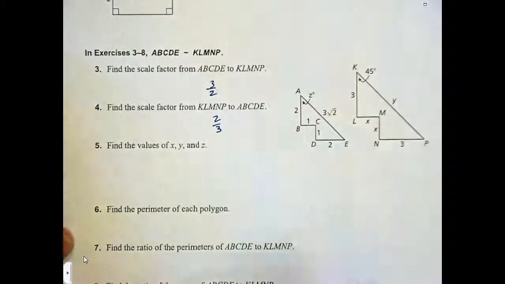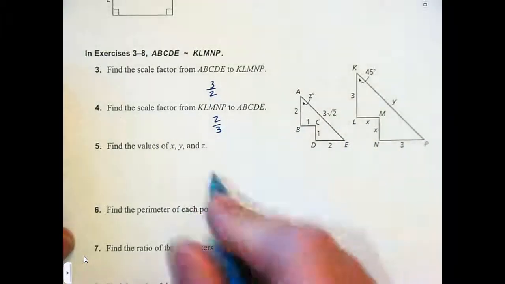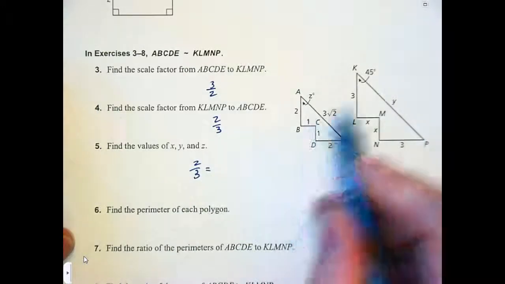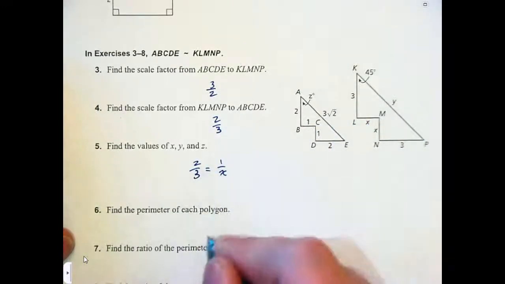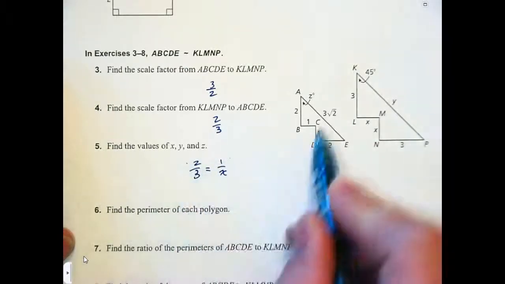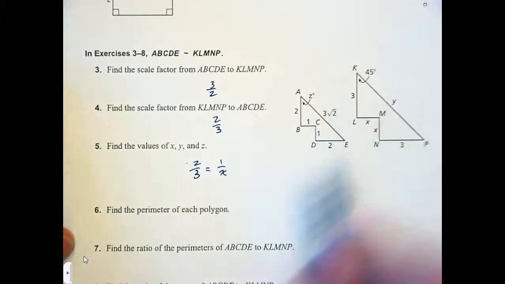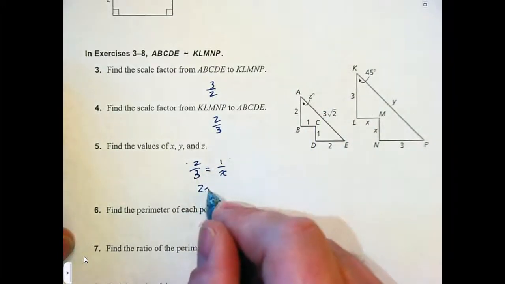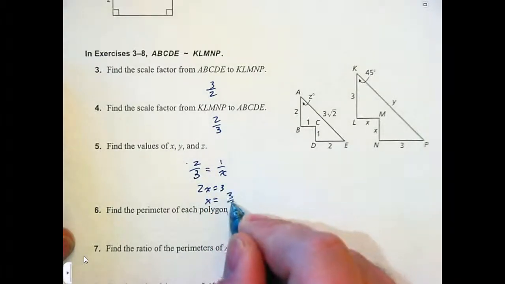So, find the value of x. We'd have to use our scale factor. So 2 is to 3 as 1 is to x. Small on top, so small and small, big and big in terms of the shapes. Small shape, big shape. So we get 2x equals 3, so x equals 3 halves.